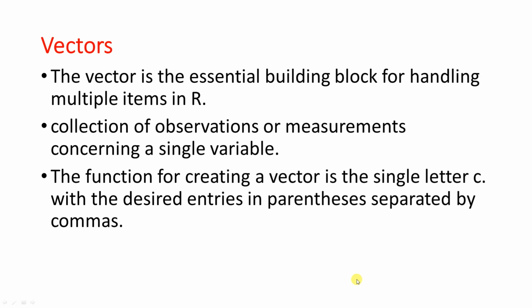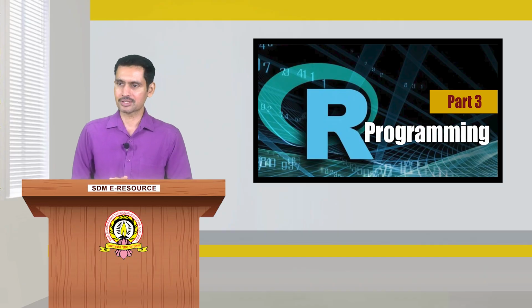The function for creating a vector is the single letter c. In R, there are many built-in functions for creating data structures. In order to create vectors, we have to use a function that starts with c. So c function, with the desired entries in parentheses, separated by commas. Each item will be separated by the comma operator.